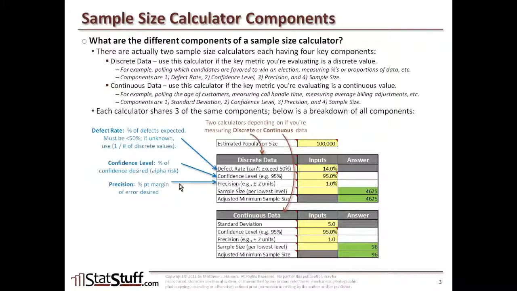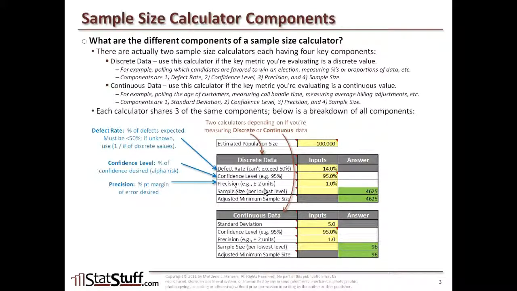The next component on here is precision. This is also like the margin of error. So if you ever hear of studies where they say this particular candidate has 55% of the votes plus or minus 2%, well, that 2% represents the margin of error. That also represents the precision. How precise do you want your values to be?